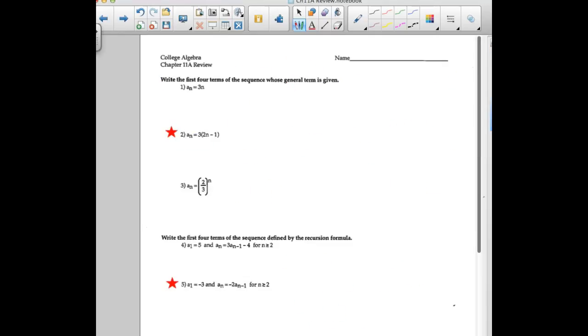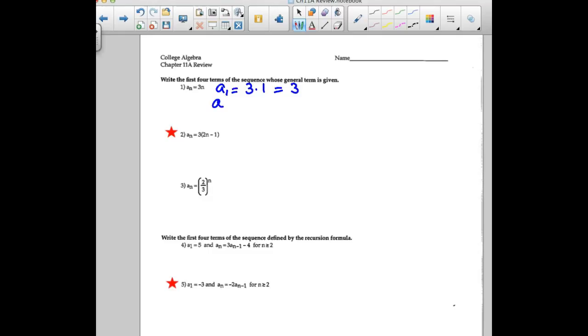Our first question, it says to write the first 4 terms of the sequence whose general term is given. So they're giving us this formula, a sub n is equal to just 3 times n. So if we want to find our first term, our n value here is 1. We're just going to take 3 times 1, which gives us a 3. If we want to take the second term, we're going to take 3 times our n value of 2, which gives us a 6. Our third term would be 3 times 3, or 9, and our fourth term would be 3 times 4, or 12. So the first 4 terms would be 3, 6, 9, and 12.